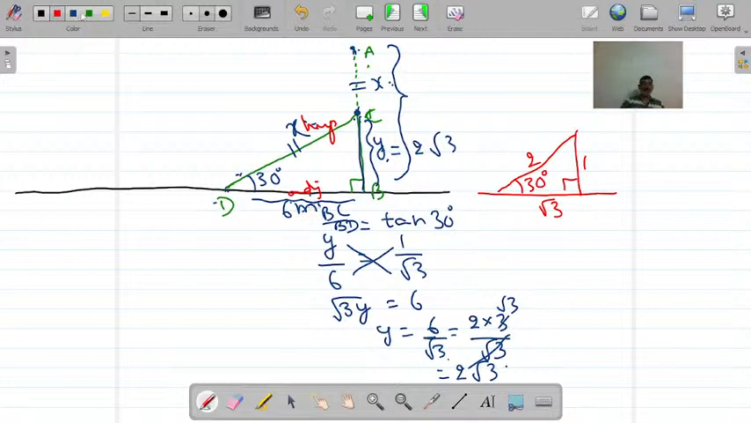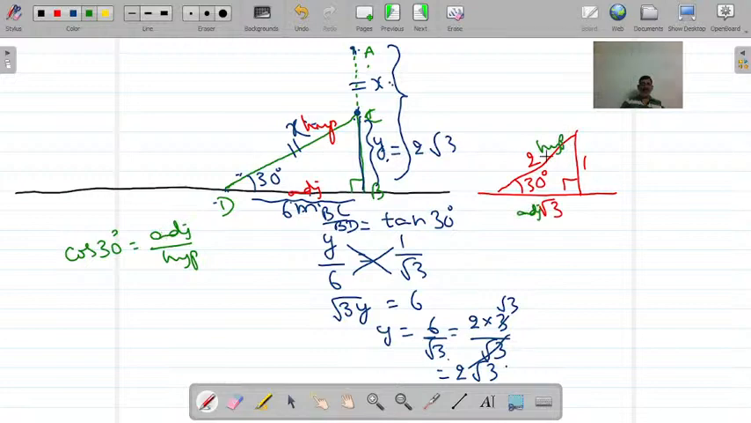Suppose if you use cos, you can say cos 30 is equal to adjacent by hypotenuse. Right, what is cos 30 here? Adjacent by hypotenuse. Here you see this is adjacent and this is hypotenuse.